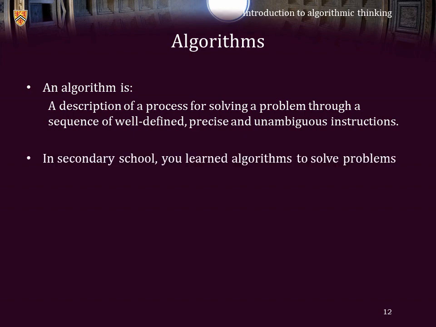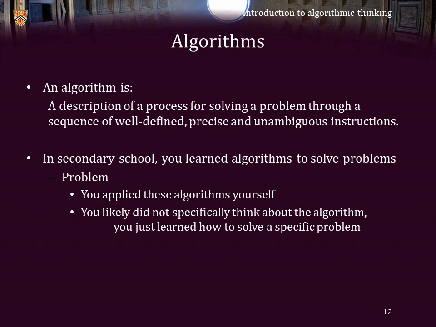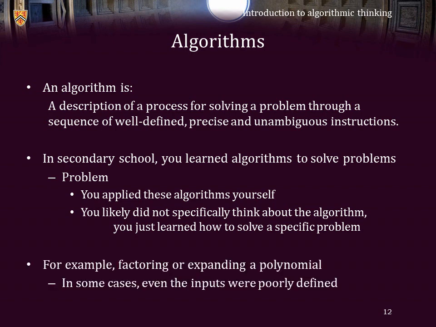In secondary school, you learned algorithms to solve very specific problems. But there was a problem there. You saw the teacher describe the algorithms, and then through mimicry, often you may have simply applied these algorithms yourself, perhaps correcting yourself until you got the correct answer. You likely did not consider what each individual step in the algorithm was. Rather, you learned simply how to solve a specific problem, almost as if you were doing machine learning on your brain.